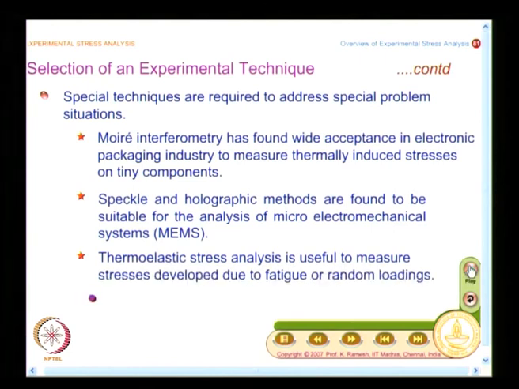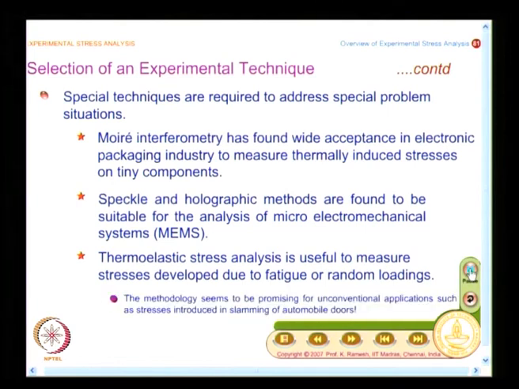Then what you have is the method of thermoelastic stress analysis, and this is useful to measure stresses developed due to fatigue or random loadings, and that is a very special application people have applied using thermoelastic stress analysis. The methodology seems to be promising for unconventional applications such as stresses induced in slamming of automobile doors.